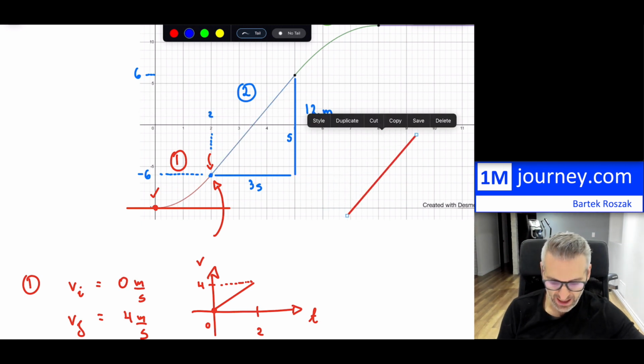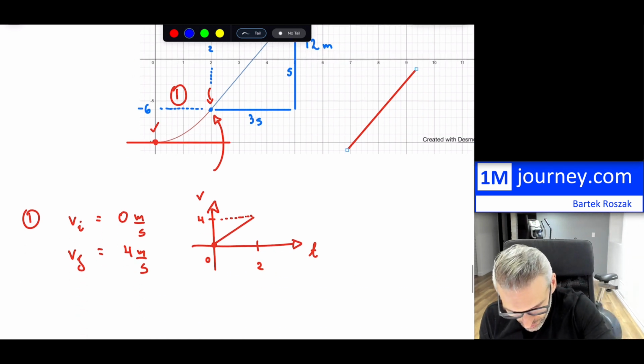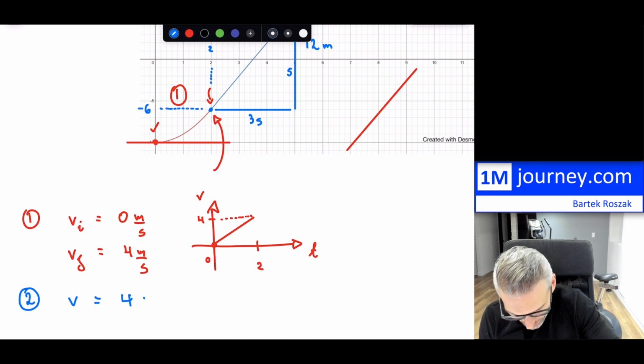So they have the same slope. I've already done that calculation for number 2, and it's a straight line going up. I need to know what that slope is, because remember that the velocity is the change in your position divided by the change in time. That means for number 2, there's nothing really to do, because your v is simply equal to 4 meters per second.